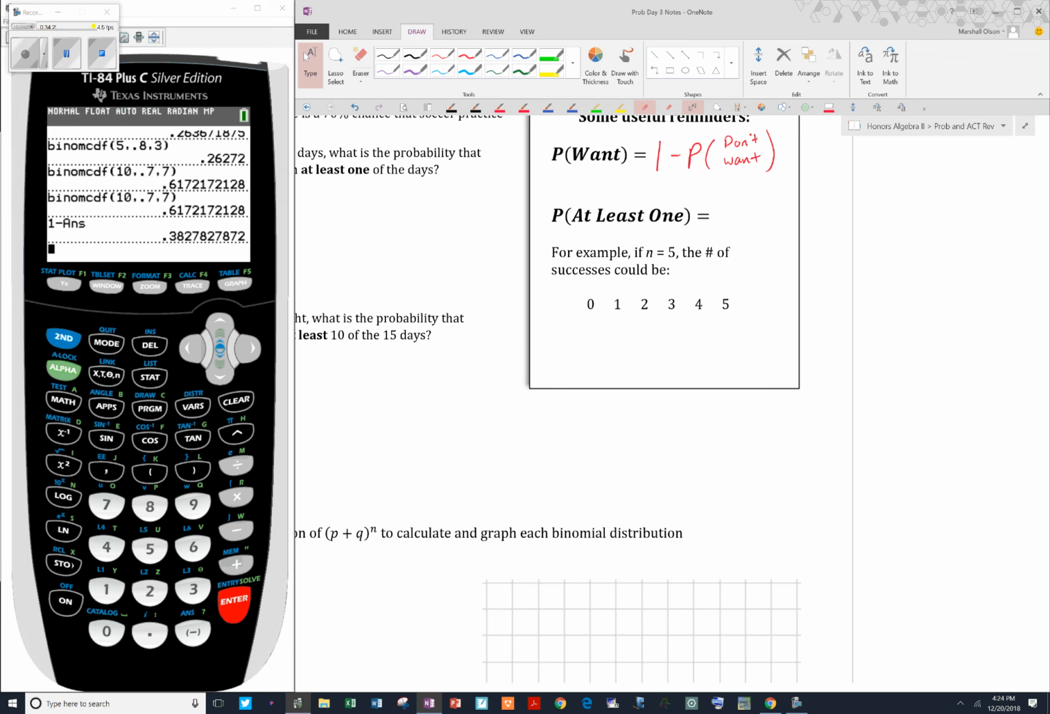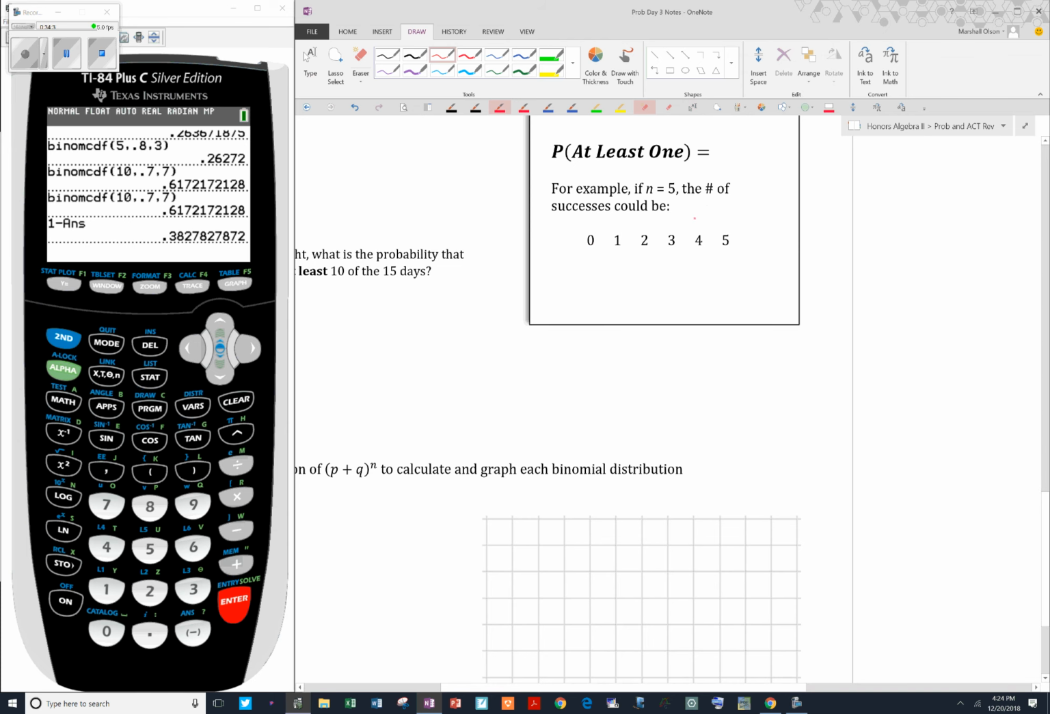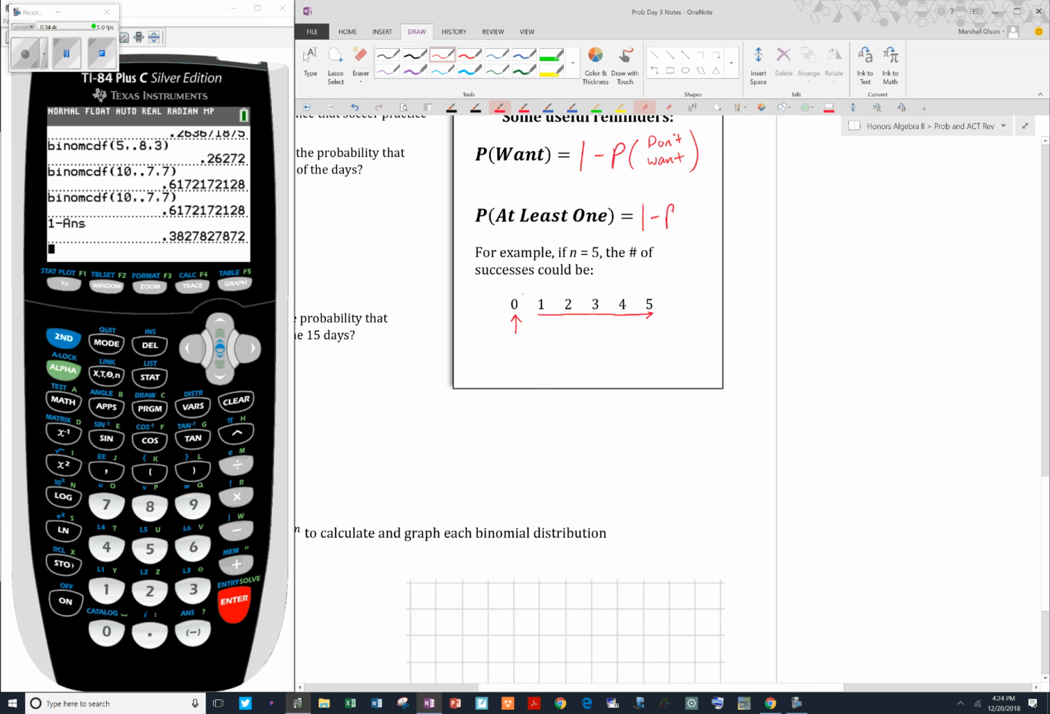Here's another nice thing to know. The probability of at least 1. Here's the number of things that could happen, like I just wrote up above. In 5 trials, the number of successes could be 0 through 5, right? Probability of at least 1 means 1 to 5. So what's really easy is to just find that probability and then subtract it from 1. So take 1 minus the probability of none if you're asked to find the probability of at least 1. So I'm just going to put this as none, and this is at least 1, is what that means.